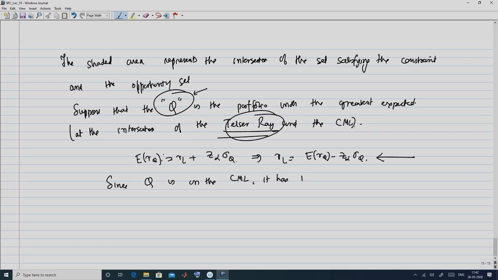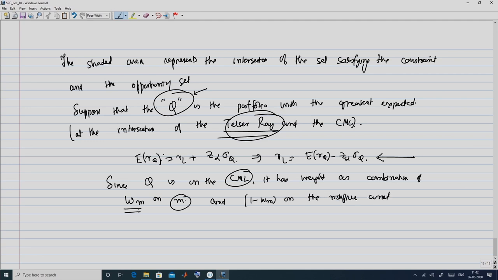it has weights as a combination of WM on M. So remember that any portfolio in the CML can be obtained as a combination of the market portfolio. So let's say that the weight of the market portfolio is WM and 1 minus WM on the risk-free asset. So then what do we have? Then we will have RL is equal to the expected value of RQ minus Z alpha sigma Q.